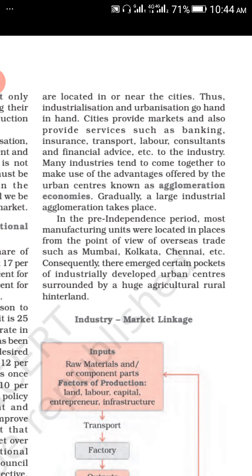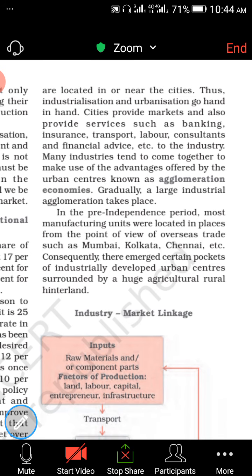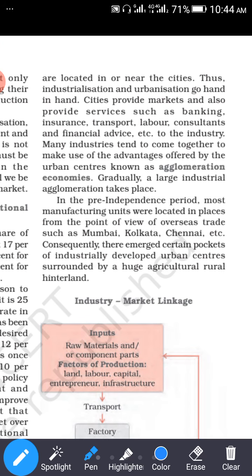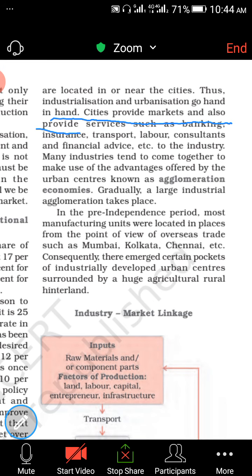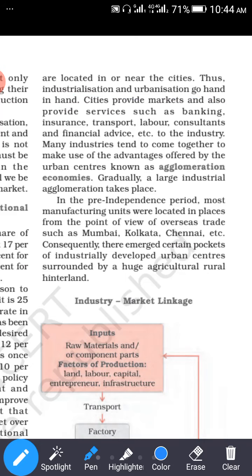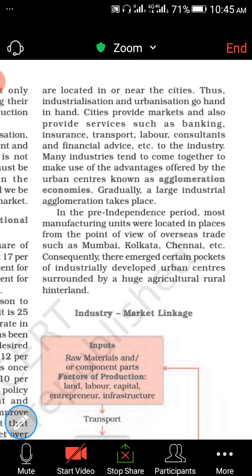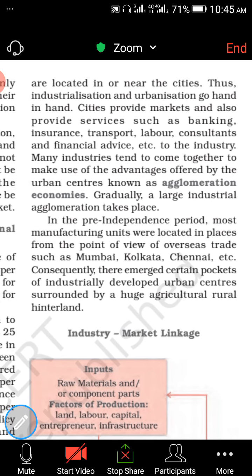So industrialization and urbanization, you have the next question also: how do industrialization and urbanization go hand in hand, and what does it mean? This is another important question.